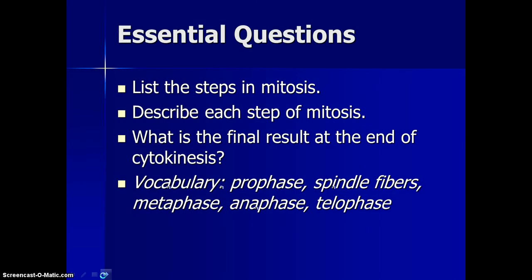Some essential questions for Section 2. List the steps in mitosis. Describe each step of mitosis. What is the final result at the end of cytokinesis? Some vocabulary: prophase, spindle fibers, metaphase, anaphase, and telophase.